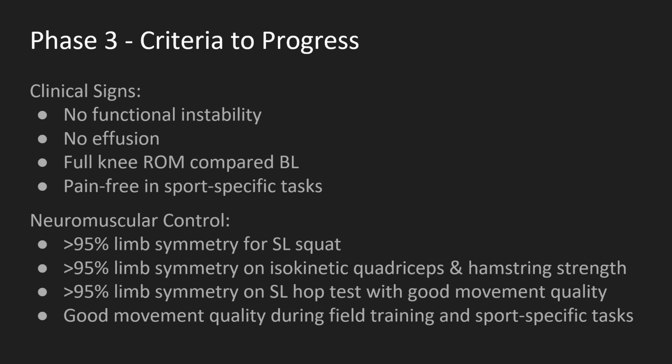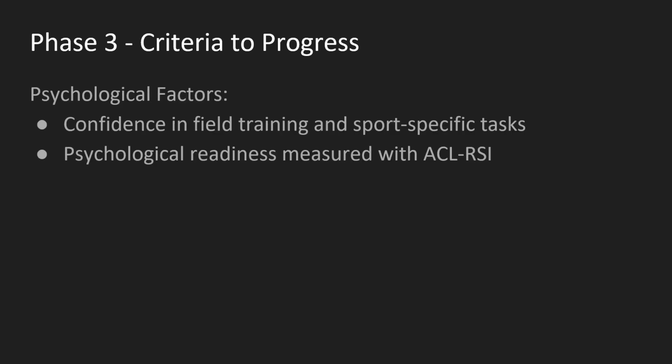We also want good movement quality during field training and sport-specific tasks, which can be sort of a judgment based on the athletic trainer, and some coaches' input is helpful during sport-specific tasks and things like, are they having good form when they're guarding, or things like that. One more thing to progress out of phase 3 are psychological factors. We want them to be confident in their field training and sport-specific tasks, and we're going to measure the psychological readiness with the ACL RSI, which is a readiness to return to sport patient-reported outcome measure.